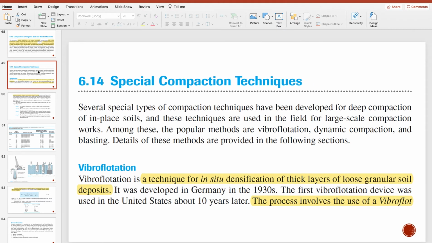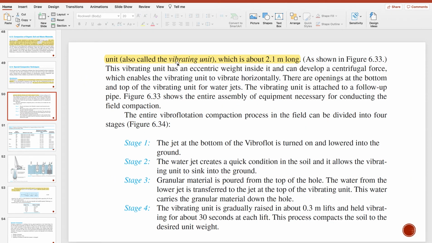Okay? Special compaction techniques. So we have a vibroflotation. So a technique in situ densification. When we say in situ, it is in place. Doon mismo sa location. In situ, in place. In location. Okay? The process involves vibrofloat unit, also called vibrating unit, which is about 2.1 meter long.